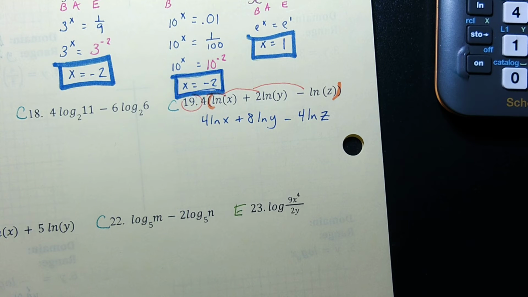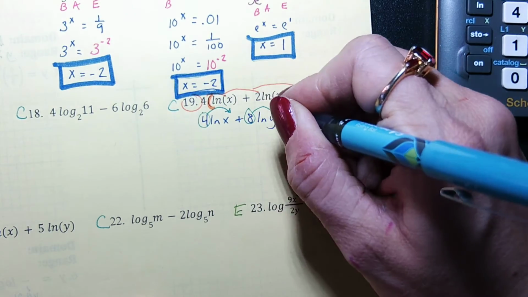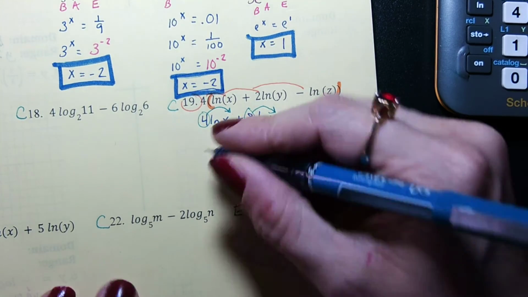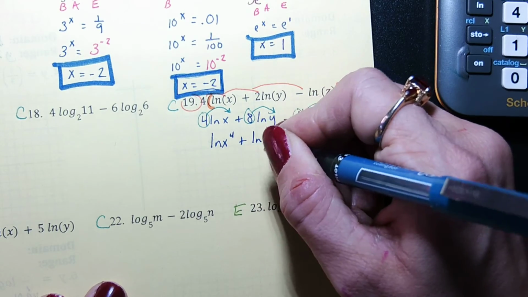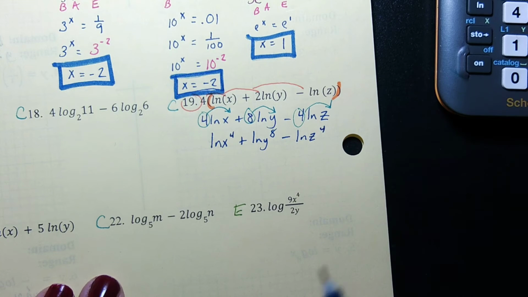Before we can condense, we have to send those coefficients to the clouds. So 4 up as a power of the x, 8 up as a power of the y, 4 back up as a power of the z. So natural log of x to the 4th plus natural log of y to the 8th minus natural log of z to the 4th. We have to get rid of our coefficients before we can condense.